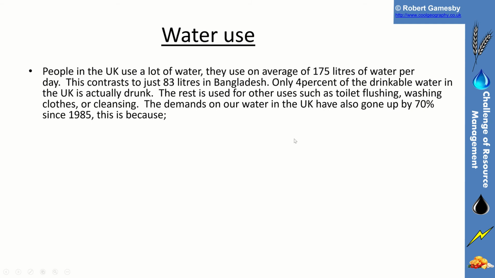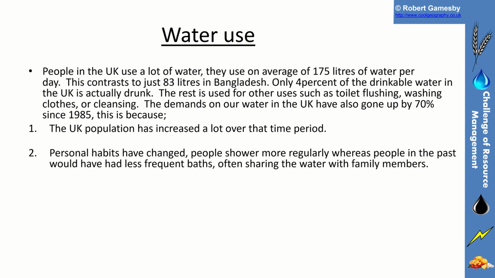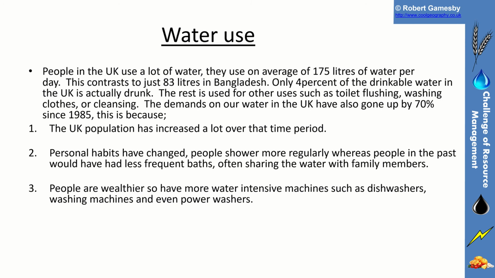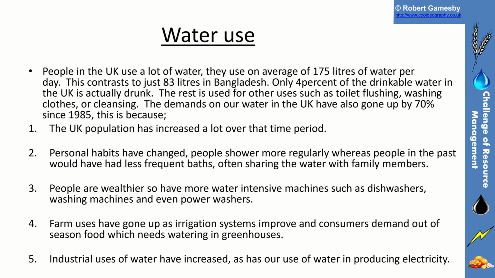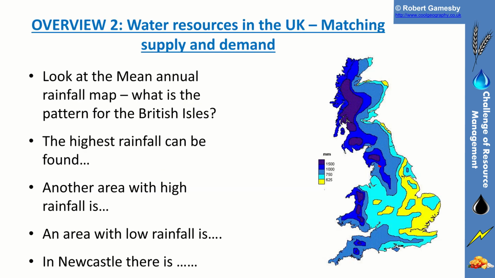Our demands on water have gone up by 70% since 1985 because our population has increased a lot over that time period. Our personal habits have changed, so people shower more regularly, whereas people in the past would have had less frequent baths. We're wealthier, so we have more water intensive machines like dishwashers, washing machines, power washers. Our farms are using more water through irrigation systems and water in greenhouses, and our industrial uses have increased as well, particularly for electricity and things like that. So we have got issues with providing water.